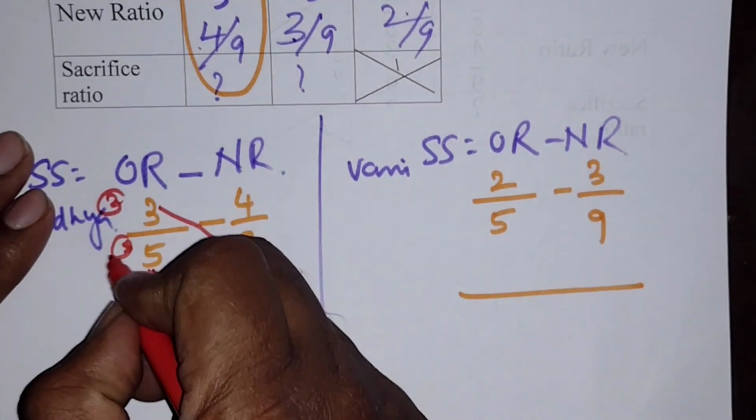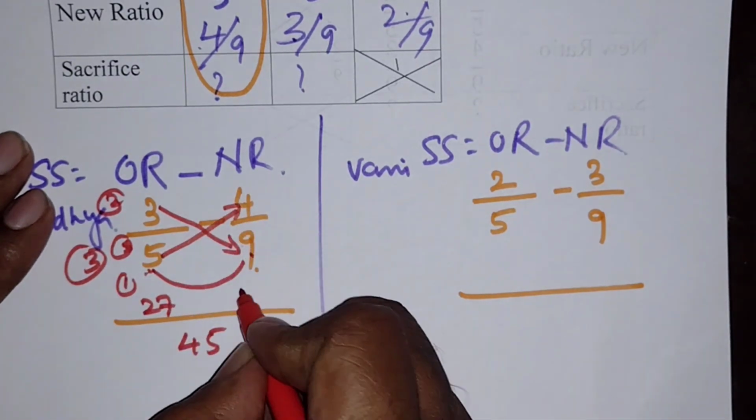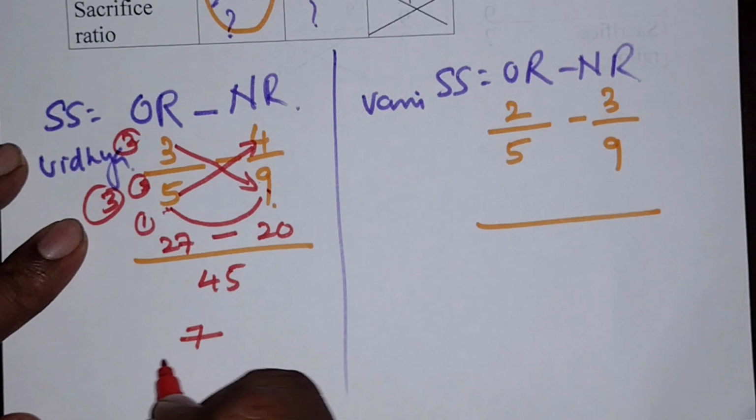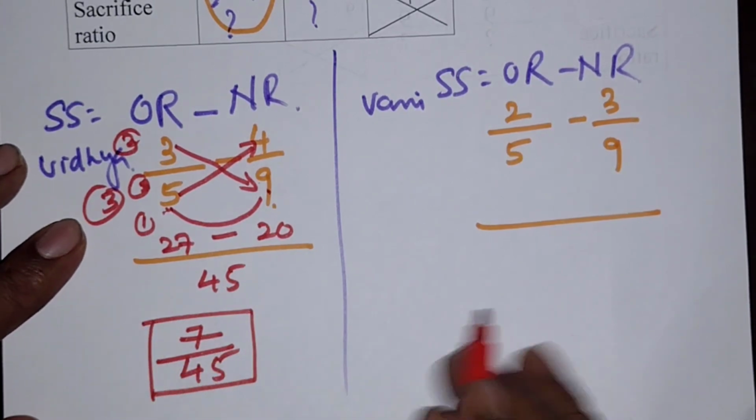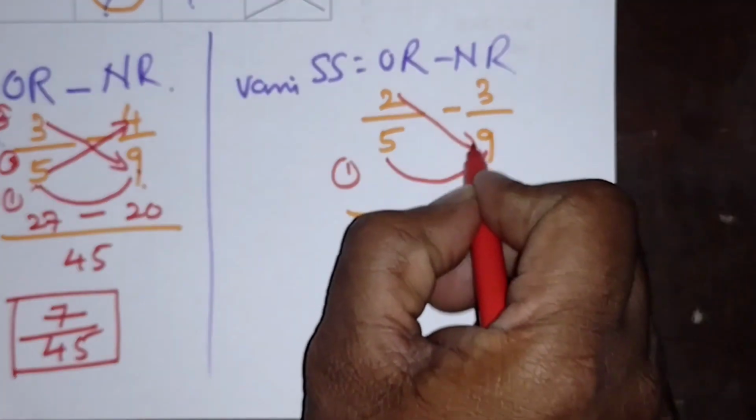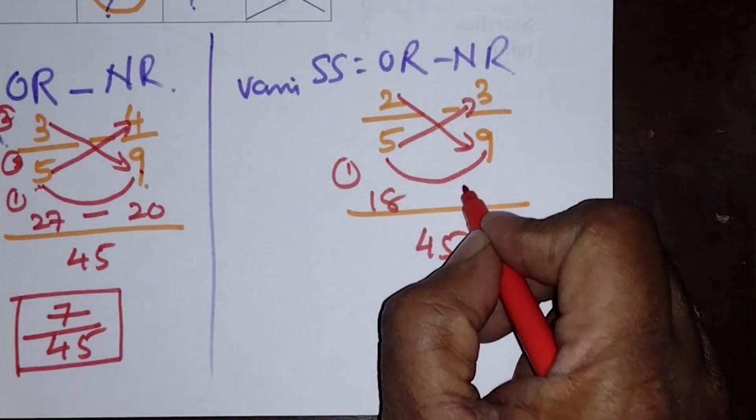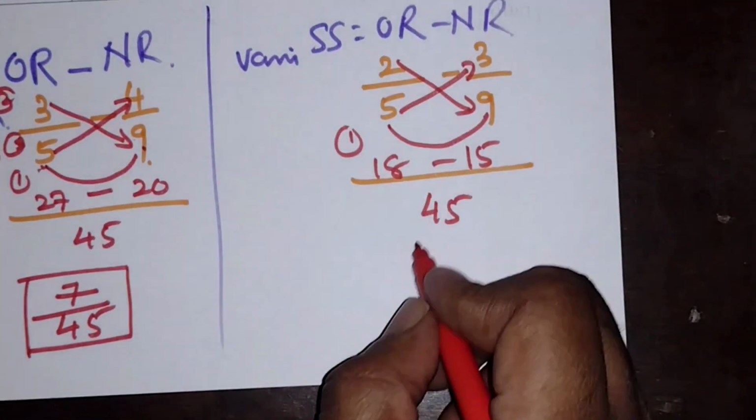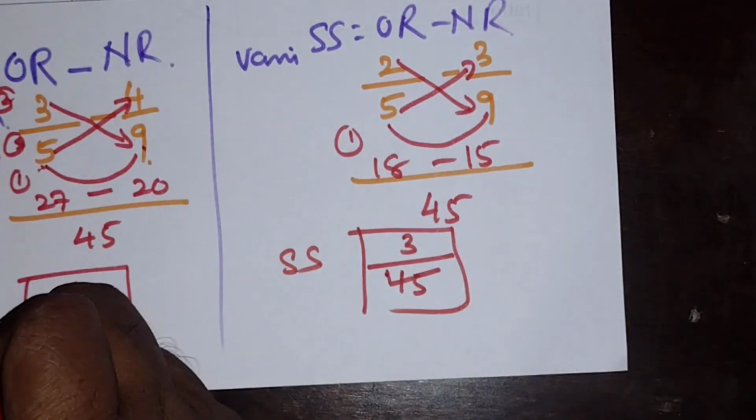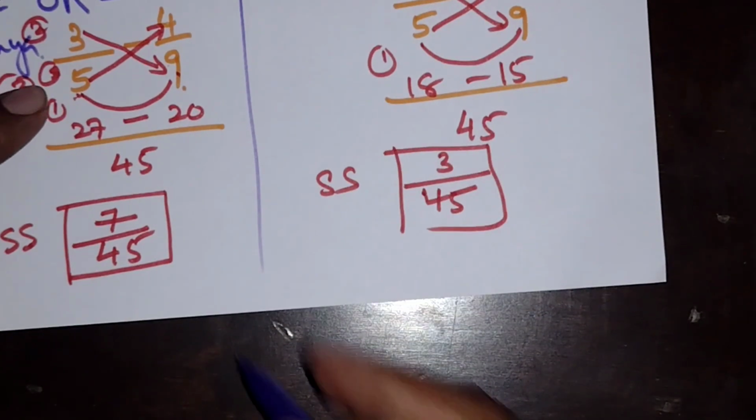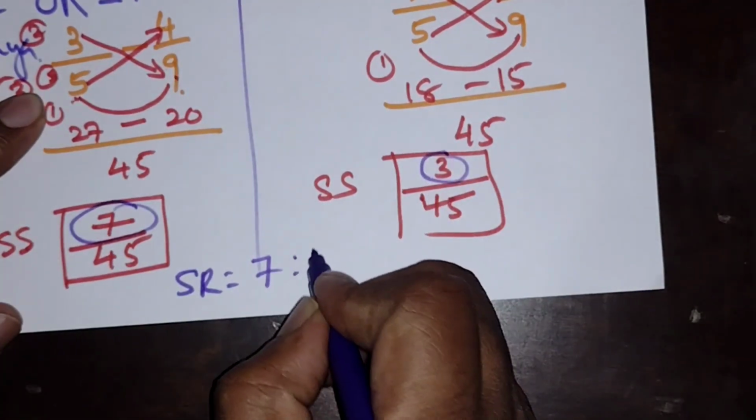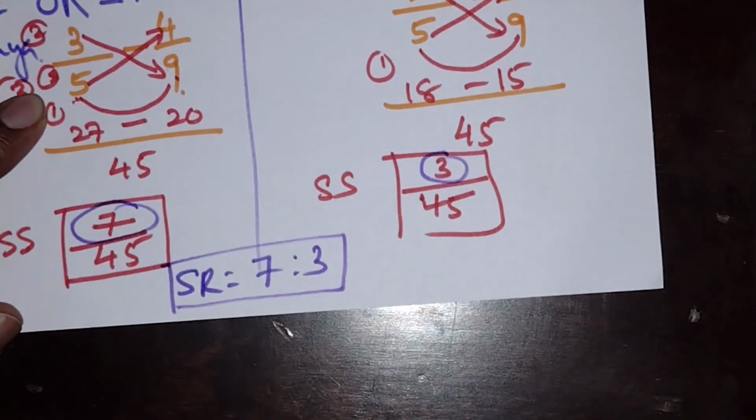And the third one, 5 fours are 20. The symbol is minus. 27 minus 20, I get 7 by 45. And the second one: 5 nines are 45, 2 nines are 18, 5 threes are 15. 18 minus 15 is equal to 3 divided by 45. It is called the share sacrifice. But what did they ask us to calculate? The sacrifice ratio. Sacrifice ratio is equal to 7:3. That's it about this problem.